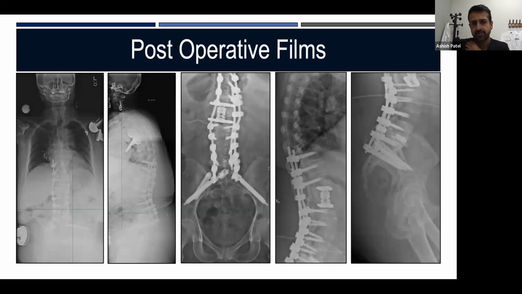We addressed L5S1 in this case. We placed the corpectomy to fill the void, and then we extended her up to T10, and she was doing pretty good, regained the ability to ambulate, and is doing quite well.